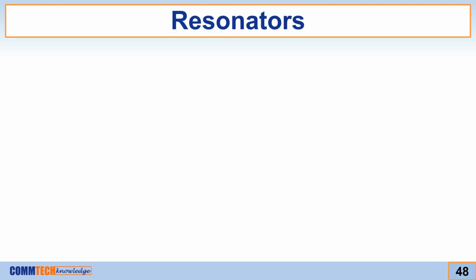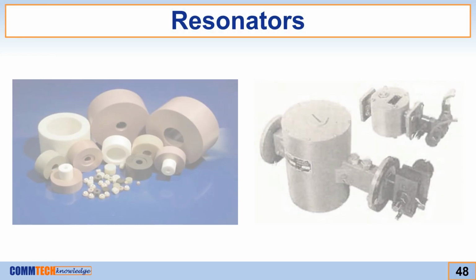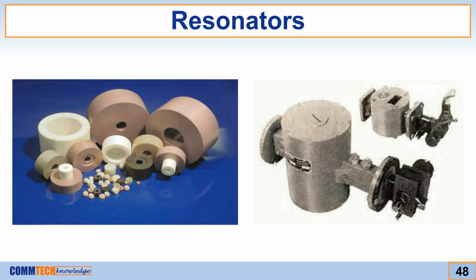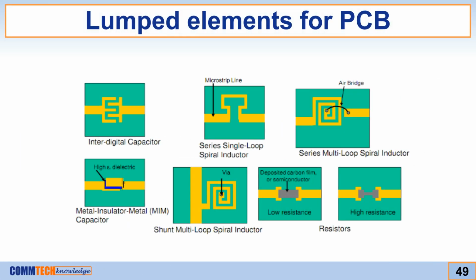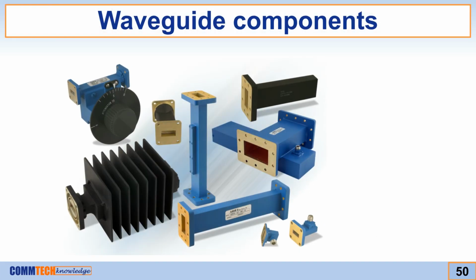Resonators are passive components that exhibit resonance at a specific frequency. These are examples of dielectric and cavity resonators, essential for filtering and oscillation. Lumped elements for PCBs, such as discrete capacitors, resistors, and inductors, are used in lower frequency RF circuits, offering compact solutions for passive functions. Waveguide components are used at microwave frequencies for efficient power transfer and signal manipulation. These typically include directional couplers, bends, and adapters.